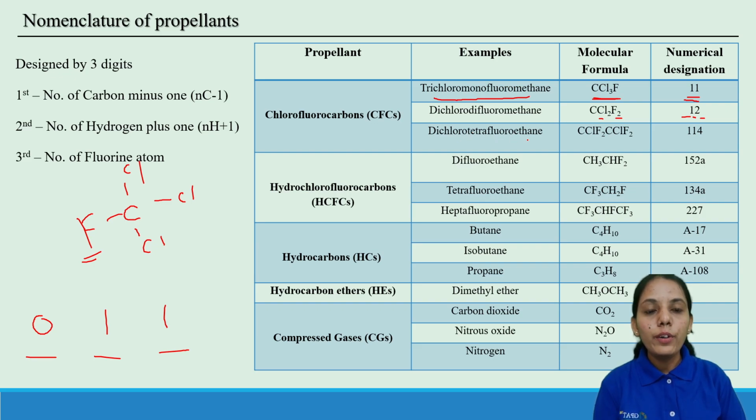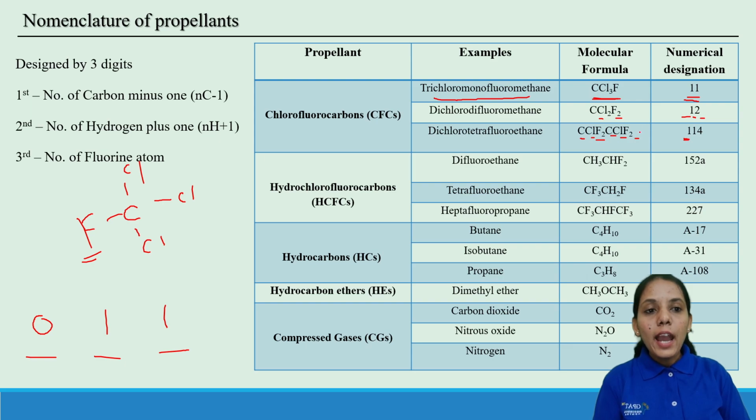Next is dichlorotetrafluoroethane. Now ethane means 2 carbon. So this is the first carbon, this is the second carbon. Dichloro, so this is the first chlorine and this is the second chlorine. Tetrafluoro, so 4 fluorine atoms: 1, 2, 3, 4. So this is the formula. In this, how many carbon atoms are there? 2 carbon atoms, so it will be 2 minus 1, which is 1.